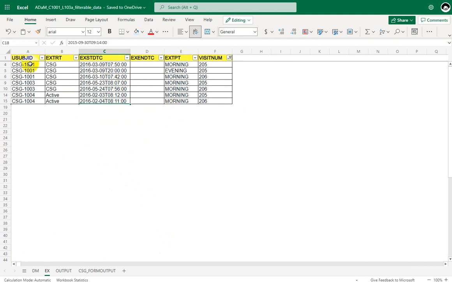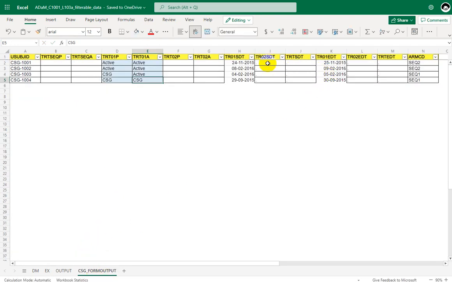So we have data for subject 1001. The earliest date of all these three records of subject 1001 is, sorry, 9th March and 10th March. So the earliest of these three dates is 9th March 2016. So this will become TR02SDT for our subject 1001.